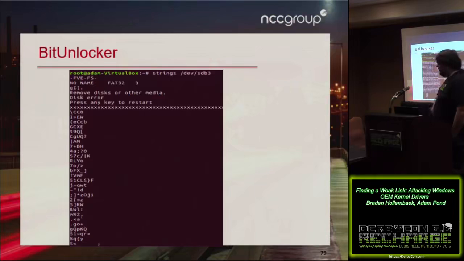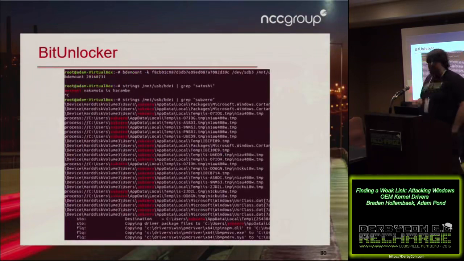And now the important slide, right? The actual decryption process. Now, if you have super eagle vision, maybe you can see that that is the same key we pulled out, but you probably don't. You'll have to take my word for it. It's the same key, and we use that to mount the drive.